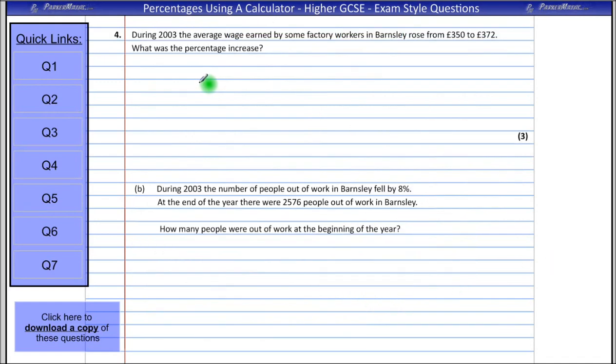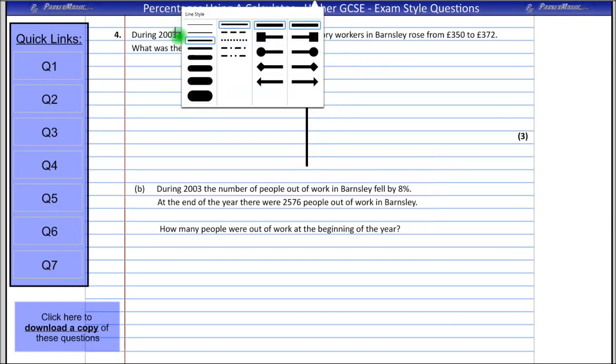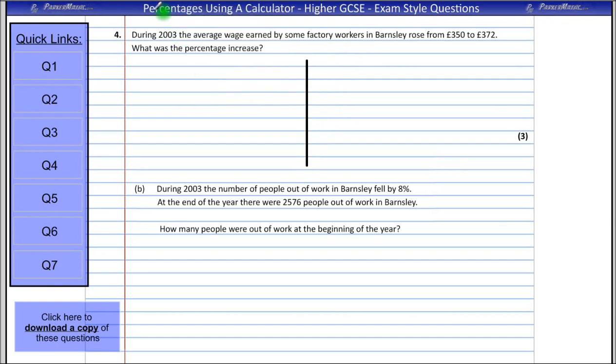Question 4. During 2003, the average wage earned by some factory workers in Barnsley rose from £350 to £372. What was the percentage increase? Well, in an earlier question, we showed two separate methods for doing this question. I'm going to show two again. I'm not going to go into quite as much detail this time, but I will use both.